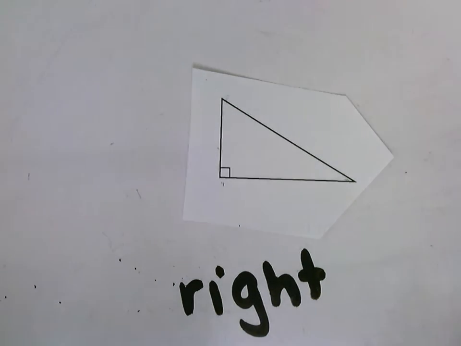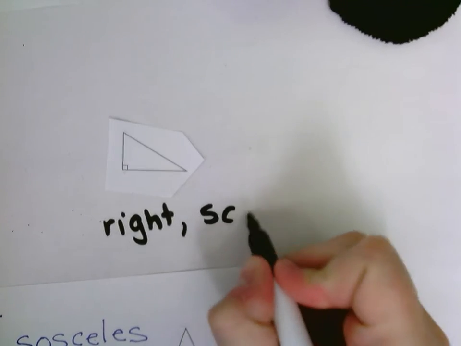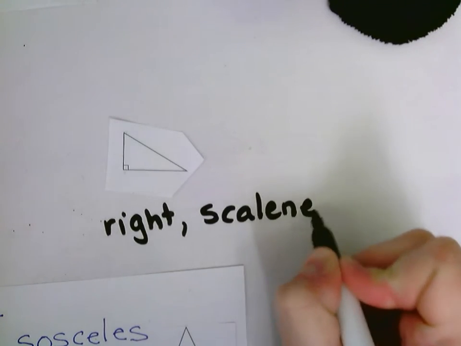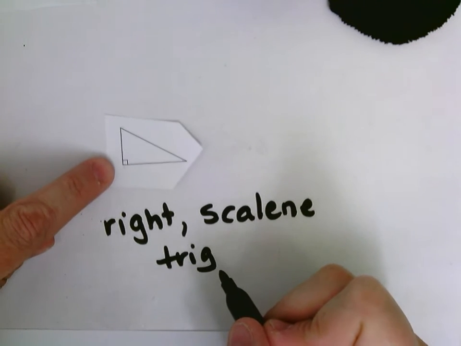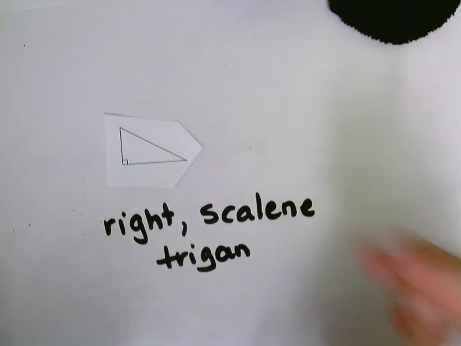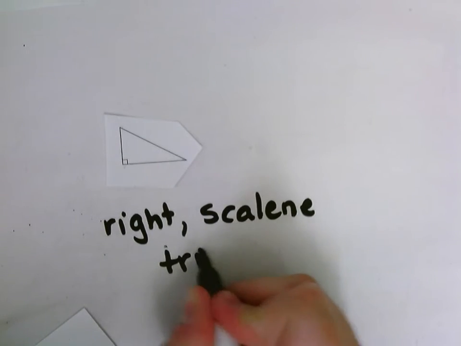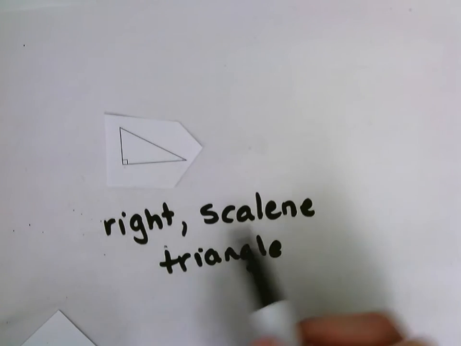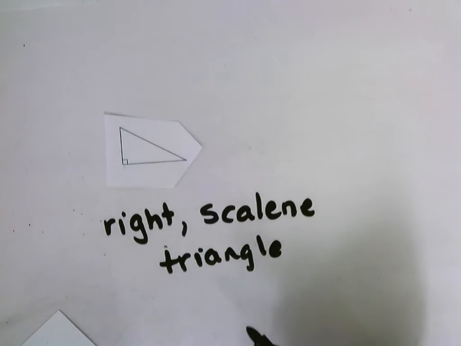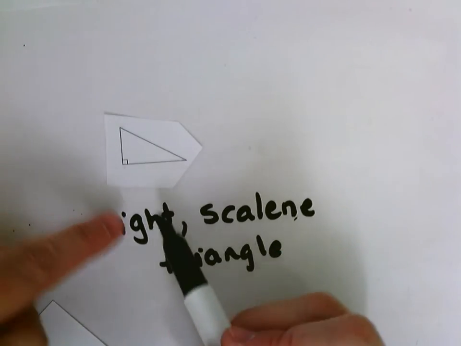So this would be a right scalene triangle because it has one right angle and, oh my goodness, I cannot spell triangle today. And no sides are the same. So this would be a right scalene triangle. So we're being a lot more precise than just saying a right triangle or a scalene triangle. We can say, well, this is a right scalene triangle.